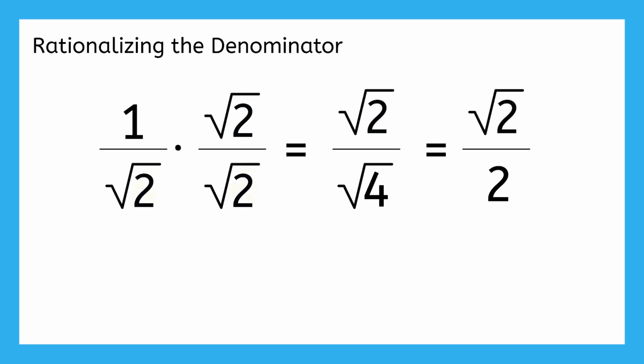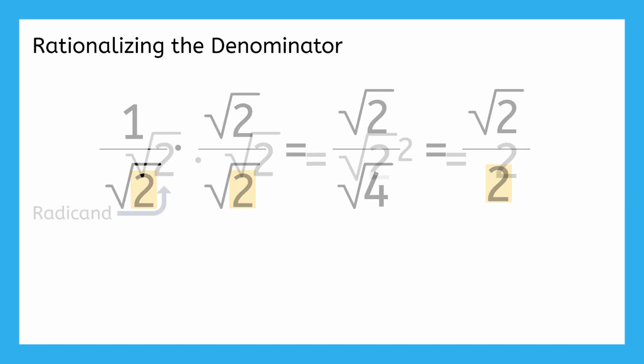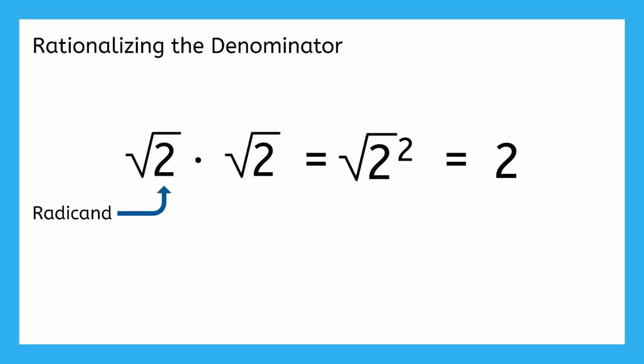Notice that when you multiply a square root by itself, like the square root of 2 times the square root of 2, the result is the number that was under the square root. This is not a coincidence. When you multiply a square root by itself, you are squaring the radicand. By squaring the radicand, we achieve a perfect square under the square root. Squaring a number and taking the square root are inverse operations, so squaring essentially reverses the effect of the square root.